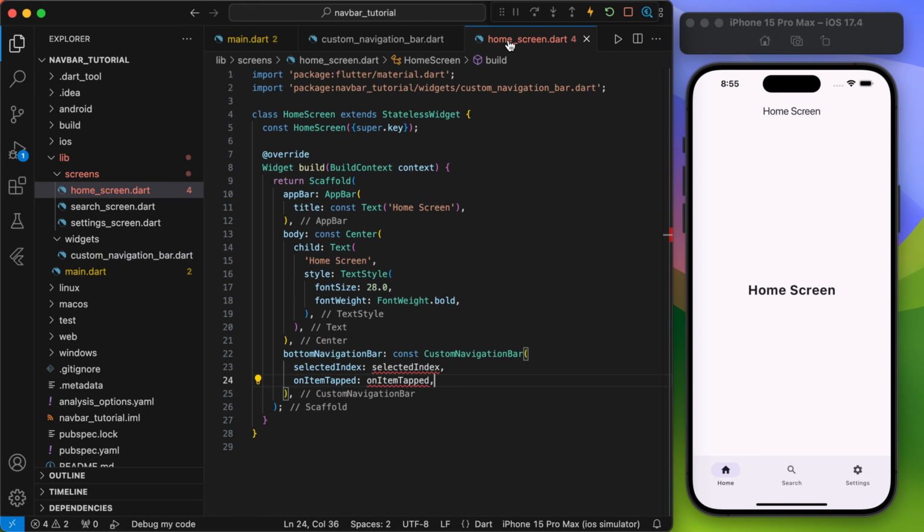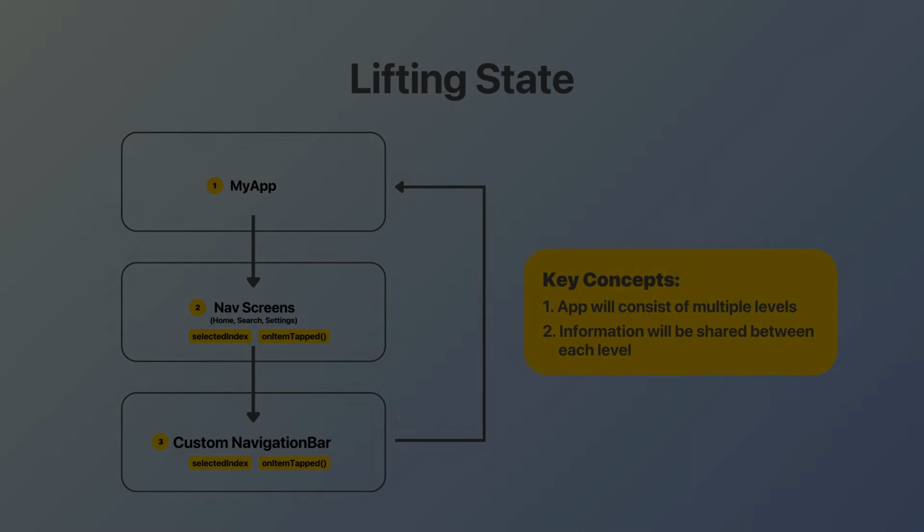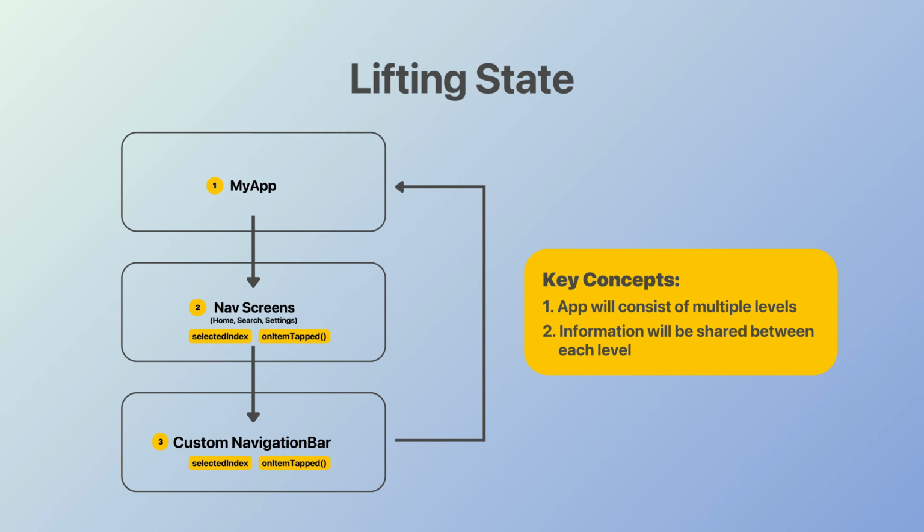Okay, back in the home screen, we're still seeing 2 errors in the custom navigation bar constructor function call. This is happening because the values we're passing in for selected index and on item tapped don't exist within the home screen. These values actually need to be passed into the home screen from one level above. So we're going to do something similar once more and set up our home screen class to accept values for selected index and on item tapped. This means that we'll be able to pass in data from the My App class, which is the top level of the app.